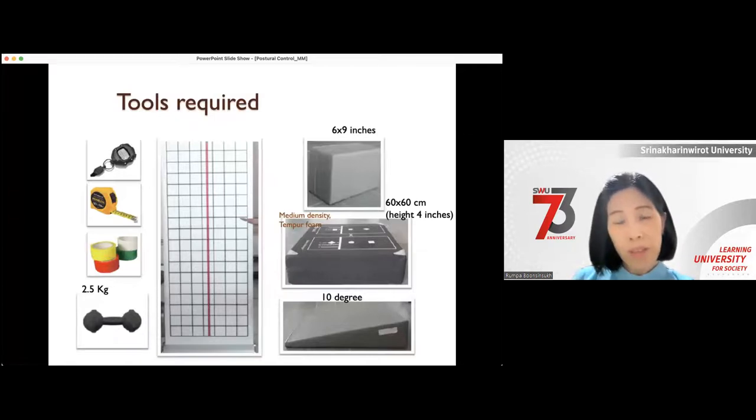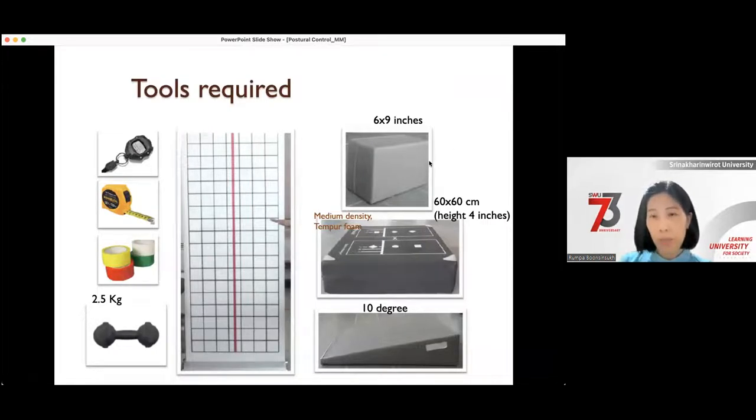Okay. So the BEST test uses very simple tools that can be found in the clinical setting: a stopwatch, tape measure, marking tape, and also a 2.5 kilogram weight. The line here is for verticality assessment, the obstacle for walking and stepping over obstacles, the 10 degree inclined surface, and foam for testing sensory orientation. And this foam is a medium density tempur foam, okay.